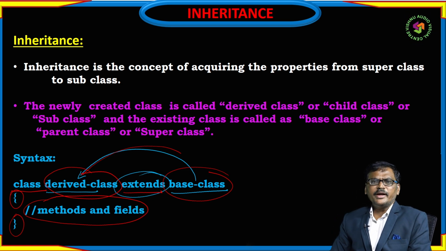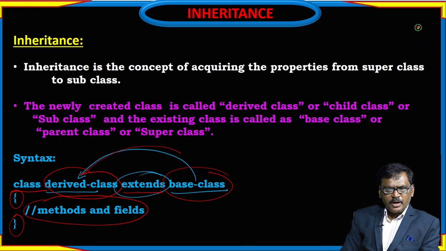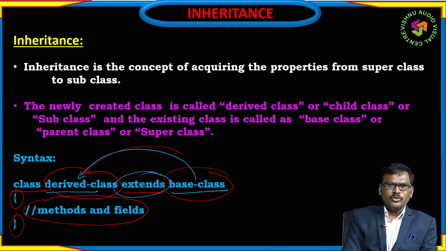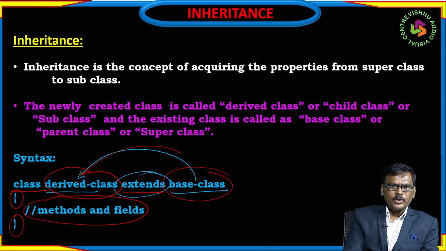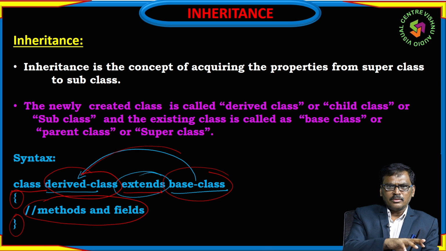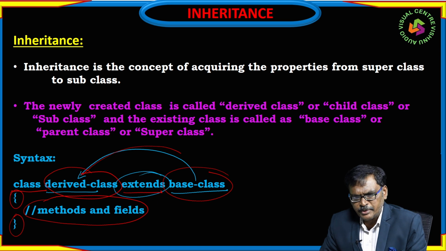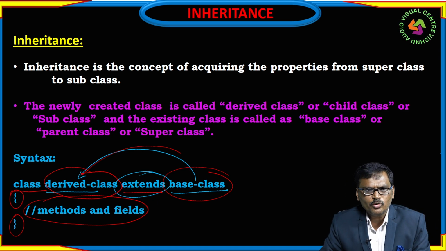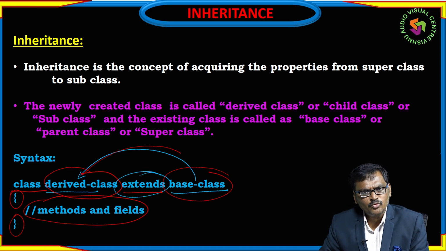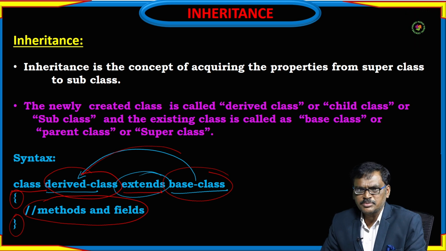What is inheritance? Inheritance is a concept of acquiring the properties from superclass to subclass. Suppose I take a real-time example, parent and child. Whatever properties the parent has, those properties are passed to the child. In Java programming, this is one of the most important concepts of OOPS, the object-oriented programming system.